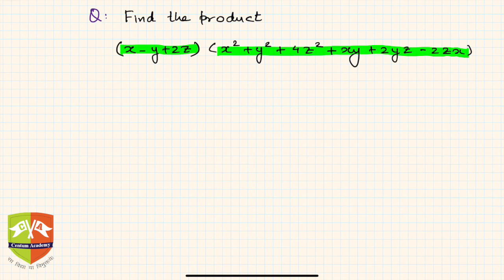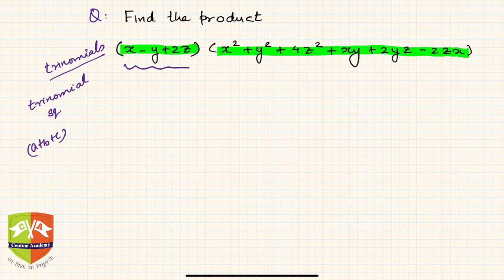Now, the moment we see such kind of problems, how do we approach? What should be the first step? If you see, this is a trinomial, isn't it? There are trinomials involved, and in case of trinomials, we studied identities related to trinomial square, if you remember, a plus b plus c whole square. That was one thing which we learned.